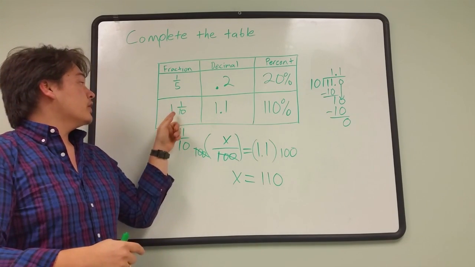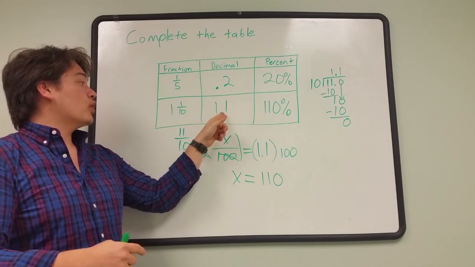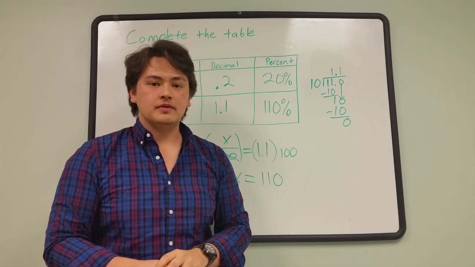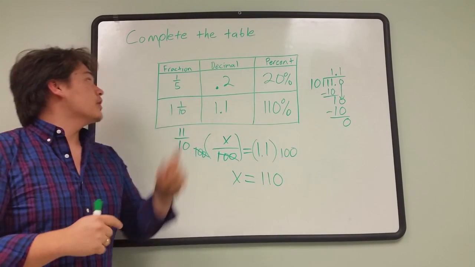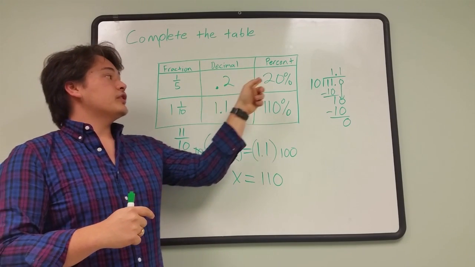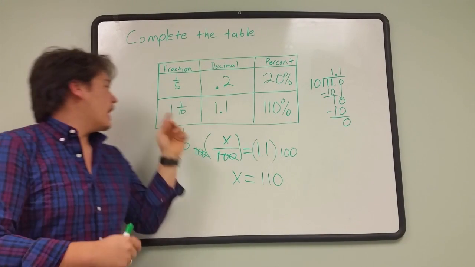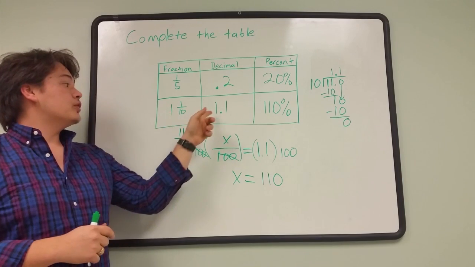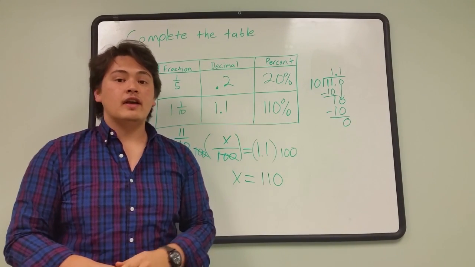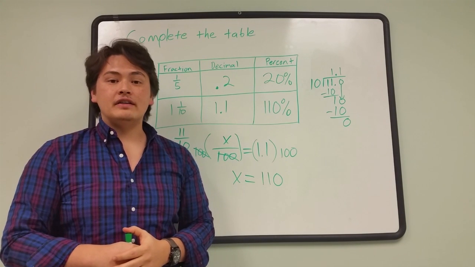So 1 and 1 over 10 is equal to 1.1, which is also equal to 110%. So in conclusion, 1 over 5 is equal to 0.2, which is equal to 20%, and 1 and 1 over 10 is equal to 1.1, which is equal to 110%. And there we have completed the table.